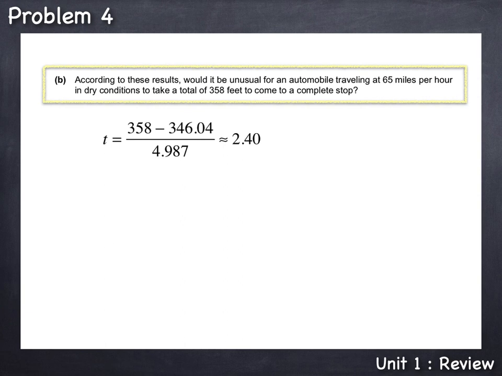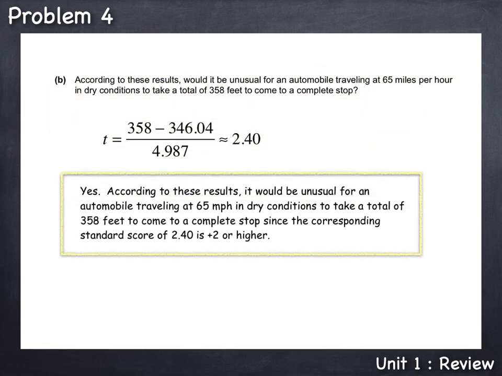But in addition to answering the question, yes, we need to show our reasoning and method of solving the problem, in addition to showing all our work. So we showed our work to calculate the standard score. We know the answer is yes, so we'll write yes, but we also have to provide that reasoning and method that led to our yes answer. So the answer to part B could be: Yes. According to these results, it would be unusual for an automobile traveling at 65 miles per hour in dry conditions to take a total of 358 feet to come to a complete stop, since the corresponding standard score of 2.40 is +2 or higher.